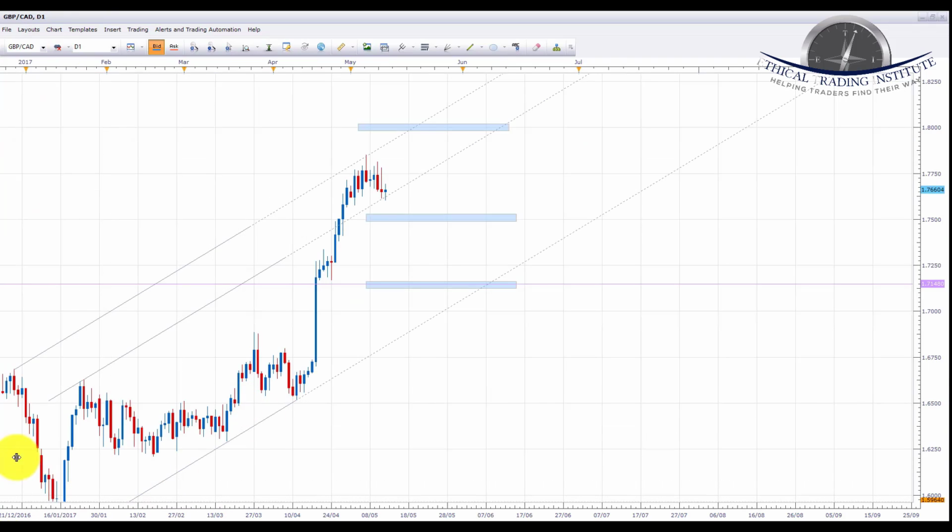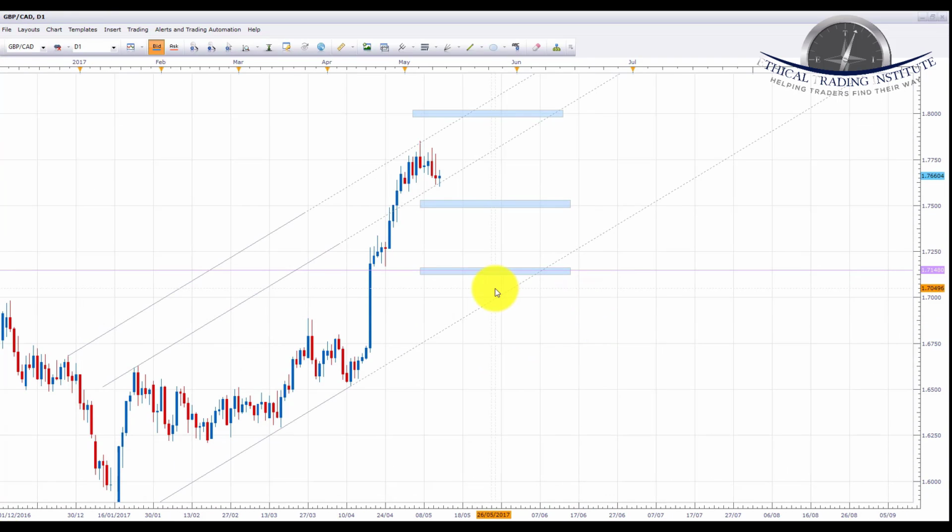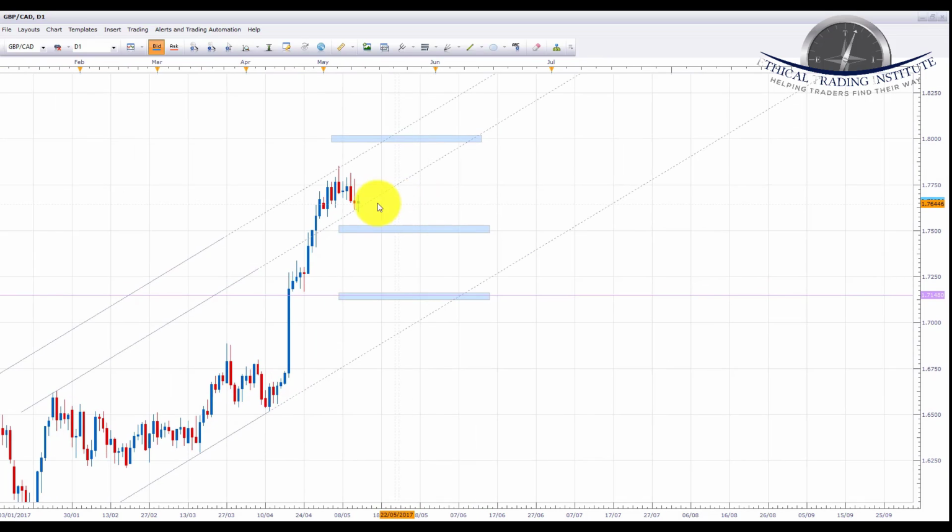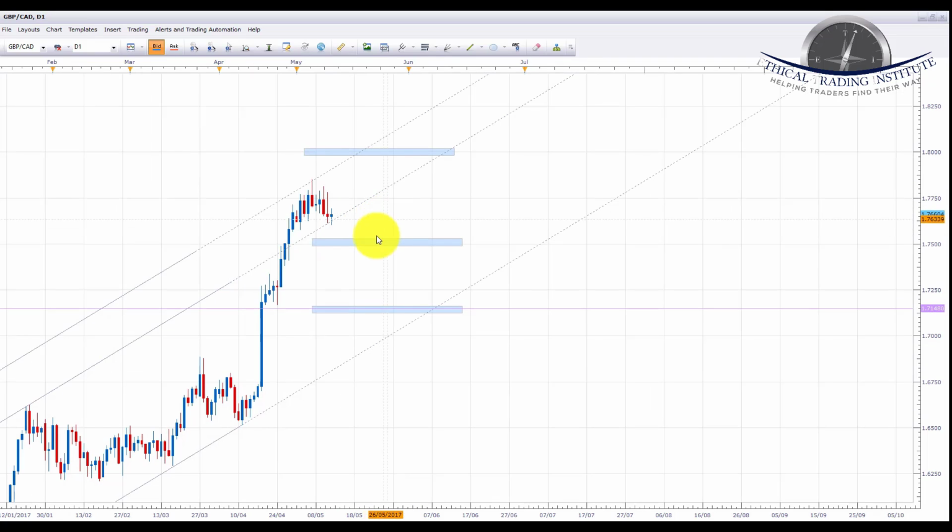Pound CAD, we got a retest of this upward sloping trend line here, as highlighted in the last weekly Forex forecast. It has now started to find some kind of support here, and I do expect to see some higher moves in this pair if it can hold here and stay above this trend line.